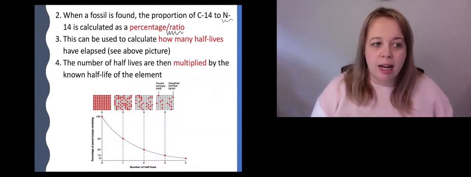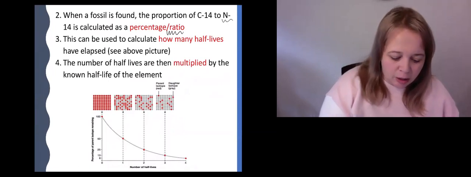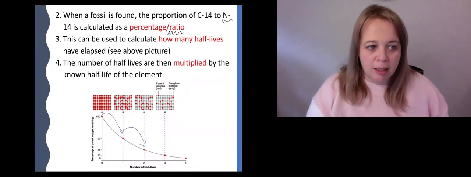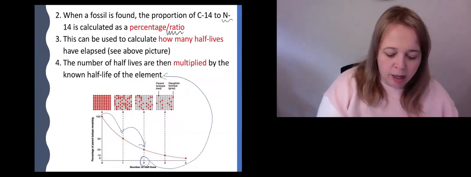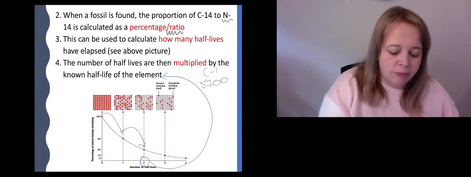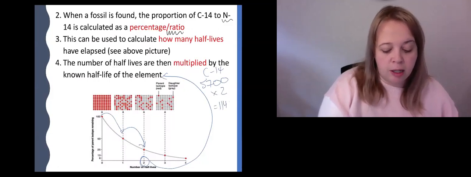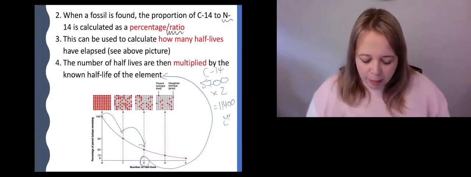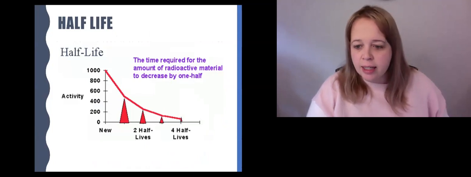And we can use that to calculate how many half-lives have elapsed. So if you have 25% left, that means it's gone down to 50, and then it's gone down to 25. So 2 half-lives have passed. Then you can multiply that number of half-lives by the known half-life of the element. So I said in the case of carbon, that's going to be 5,700. And so you multiply that by 2, and that's going to give you the age of the fossil is going to be 11,400 years old. Okay, so it's a little bit of maths. We're going to work through some examples here, but essentially half-life is this definition here.